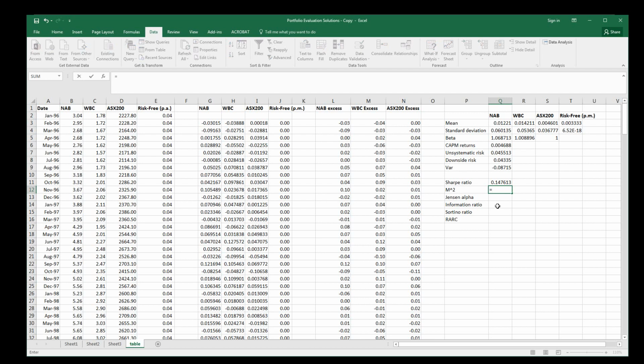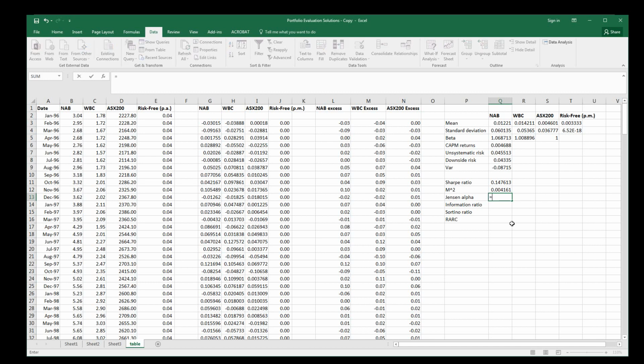So first of all, equal bracket standard deviation of the market divided by standard deviation of the portfolio times portfolio return plus bracket 1 minus bracket standard deviation of the market divided by standard deviation of the stock, times risk-free rate, then whole bracket, minus the market return. So this is our M squared, 0.004.